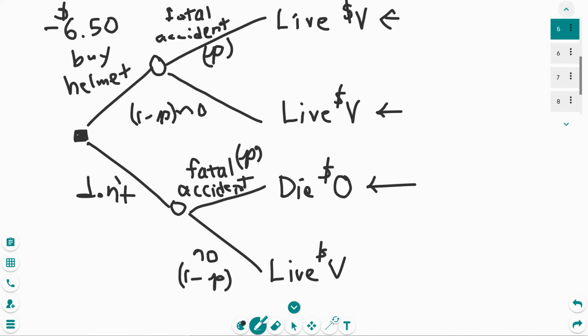So if we go back to our decision tree, if we buy the helmet, we have a P probability of getting in a fatal accident, and instead of dying as we would in the case we don't have a helmet, we actually live and we capture the payoff to being alive V.